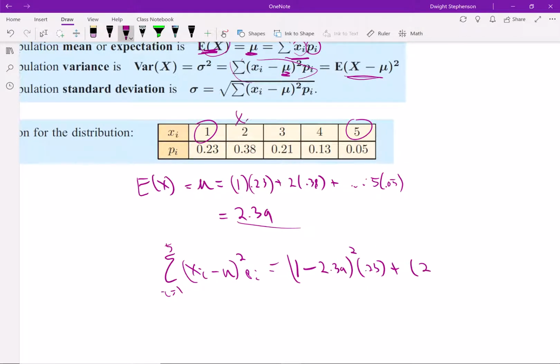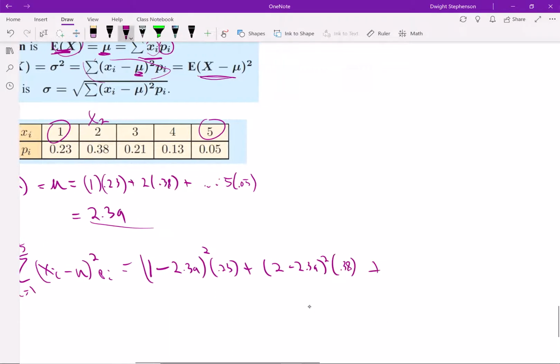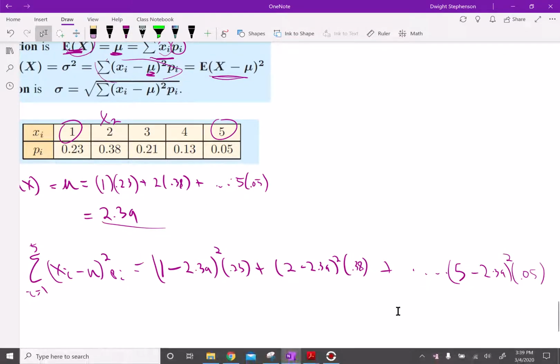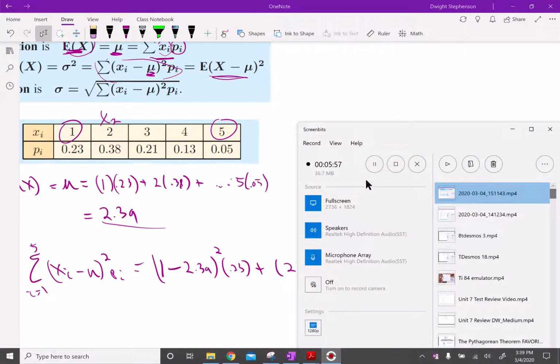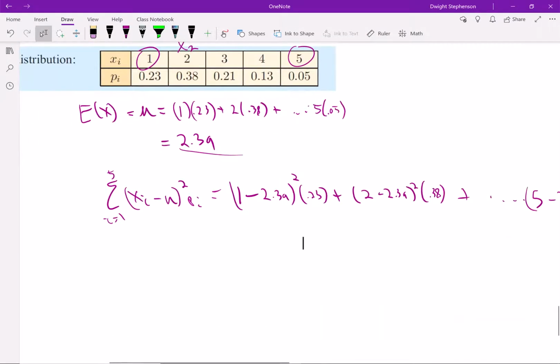The second, x2, is 2 minus 2.39 squared times 0.38, and hopefully you get the point. You do the same thing until you end up with 5 minus 2.39 squared times 0.05, and then that would give you your variance, right? So let me just see what that gives us real quick. Again, if you did this, you would end up with about 1.258, right?